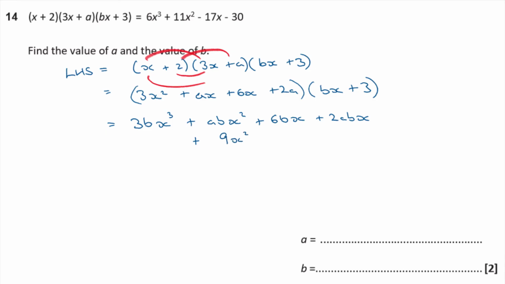And then I've got 3 times ax, that is 3ax. And then I've got 3 times 6x, which is 18x. And I've got 3 times 2a, which is 6a. Okay? Right, so now we need to kind of combine all those together.